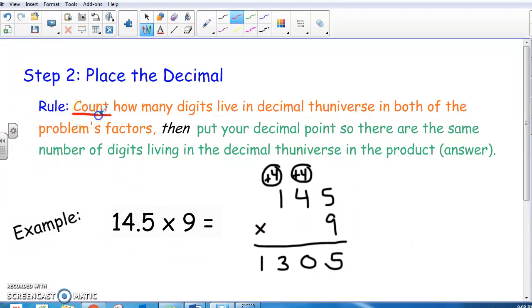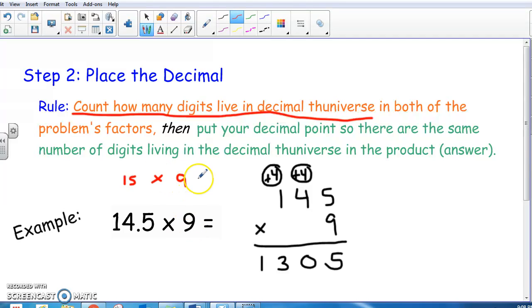We need to make sure we count however many digits live in the decimal universe in our factors, which are here. And that number has to equal how many digits live in the decimal universe in our answer. So I'm going to do a quick estimation. I know 14 and 5/10. I'm not going to show my work because I don't want to write all over the problem, but 14 and 5/10 rounds to 15. And of course, 9 is a whole number that rounds to 9.